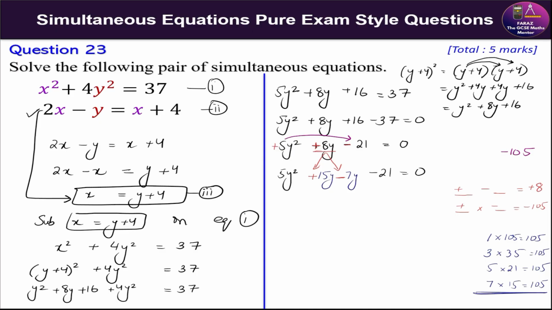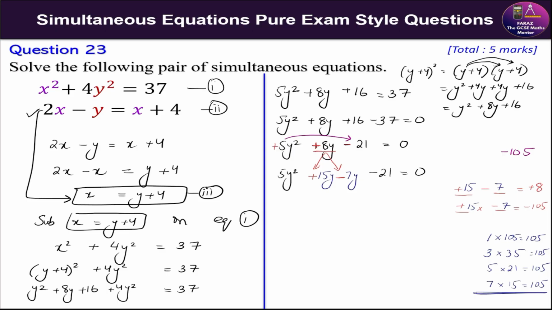So you have to be careful about which number you place with the positive sign and which number you place with the negative sign. So plus 15 minus 7 is plus 8. So basically here, plus 15 minus 7 is plus 8, and plus 15 times minus 7 is minus 105.